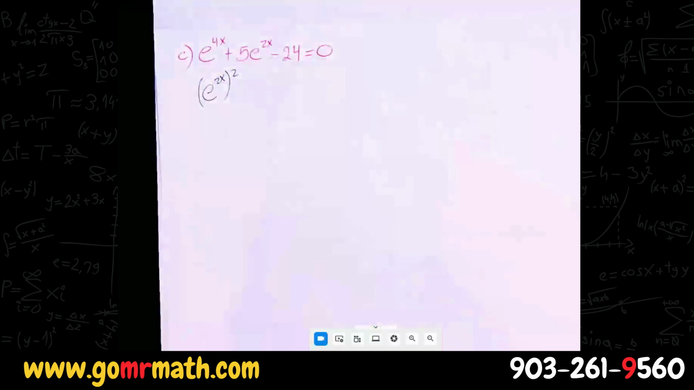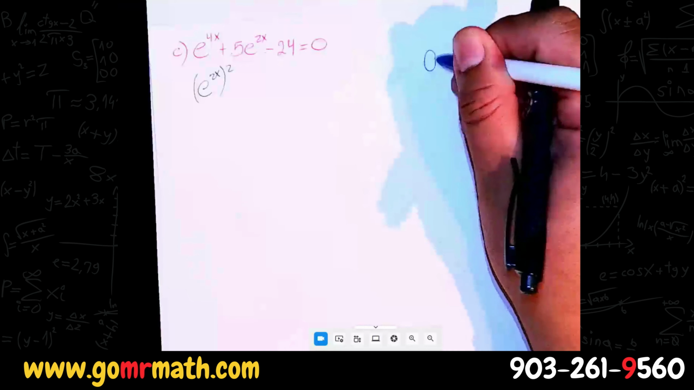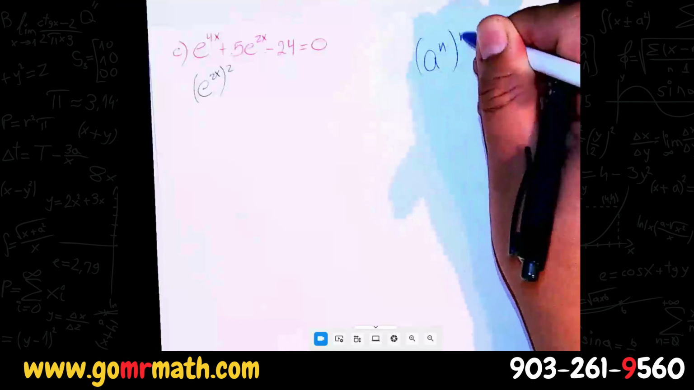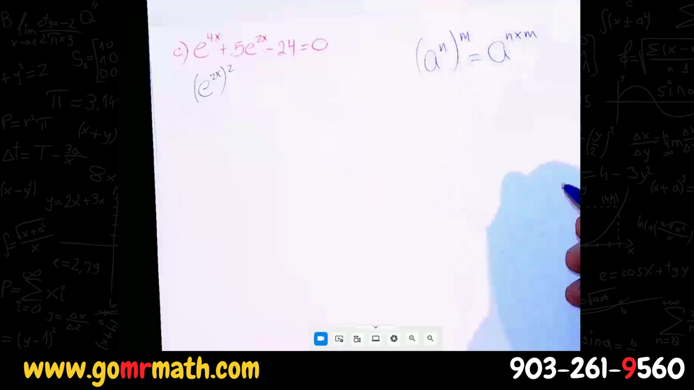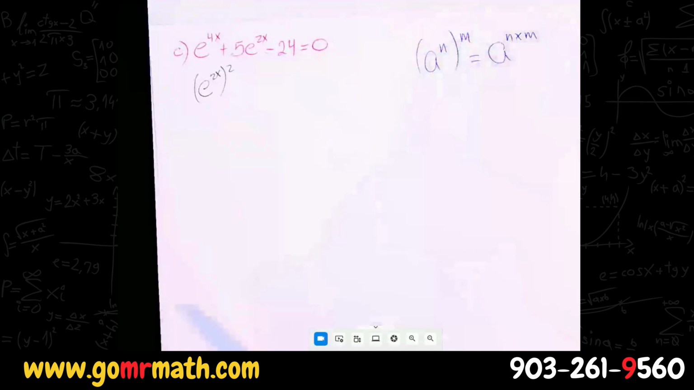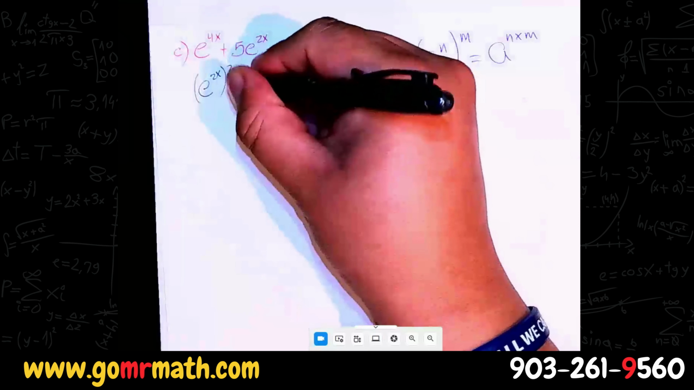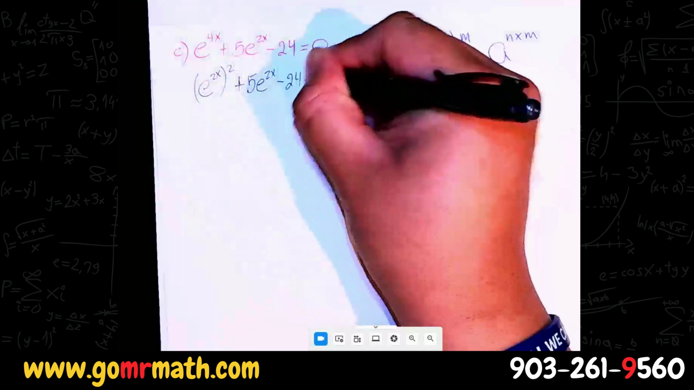Remember the property. What does the property say? Remember, a to the n elevated to the m is equal to a to the n times m. Okay, we can multiply this exponent. So we'll have plus 5e to the 2x minus 24 equals to 0.